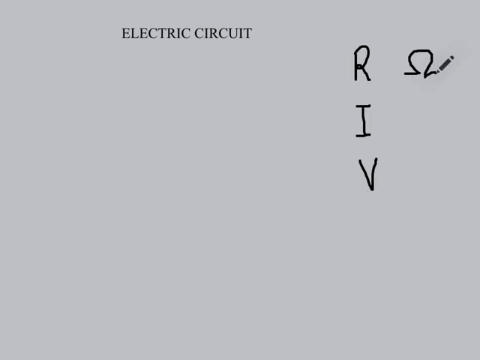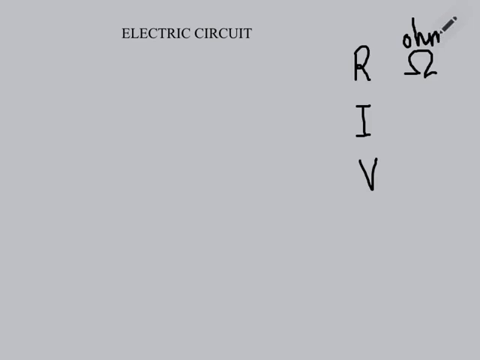Okay, we are talking about electric circuits today, and in this electric circuit, we will be working with a very small number of components: R, which is resistance; I, which is the electric current; and V, which is the source of power. So R is expressed in ohms.